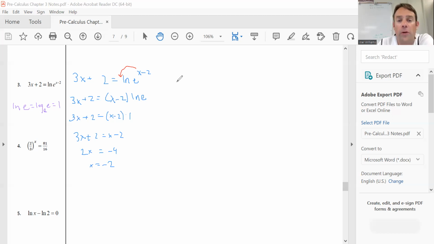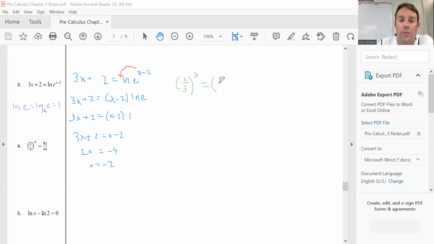rules of logs to kind of help us clean things up a little bit. So let's see here on this next one. I could use logs again, but this looks like just a pure exponential equation. So I'm kind of curious to see if you guys treated it like an exponential equation or not.